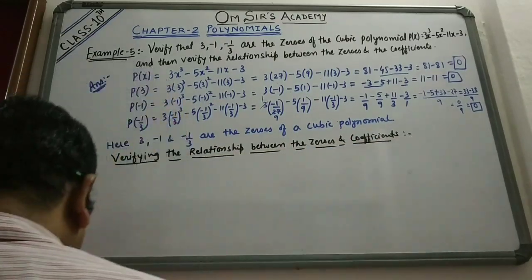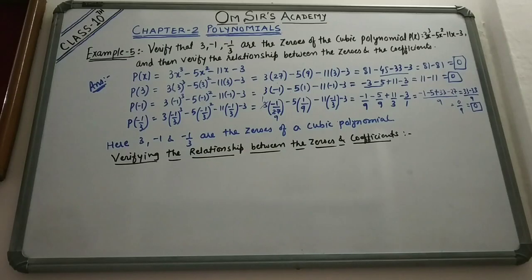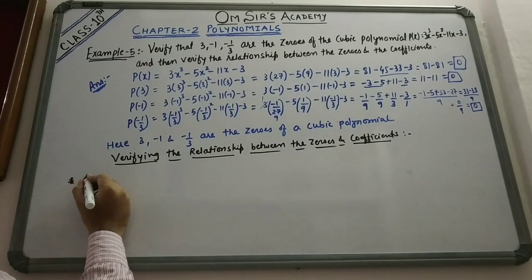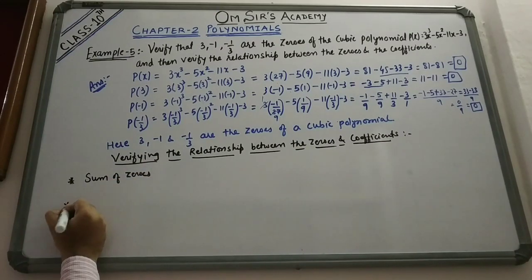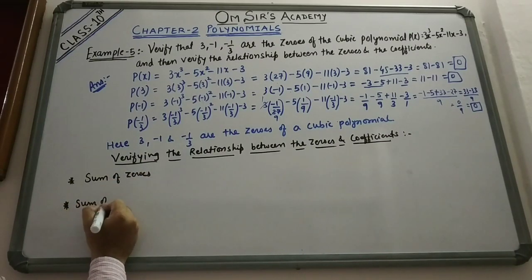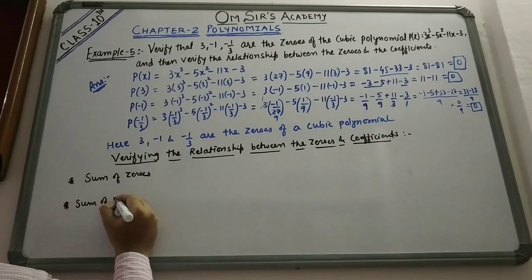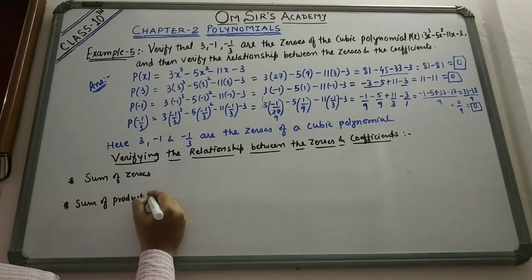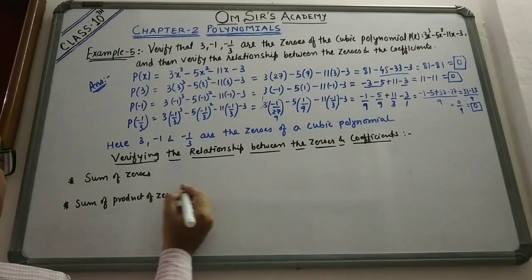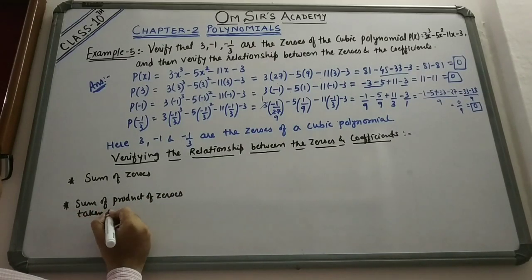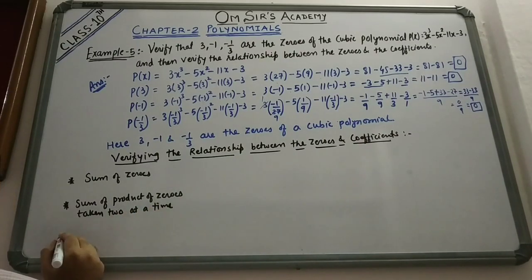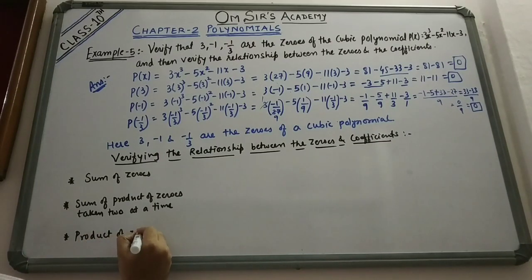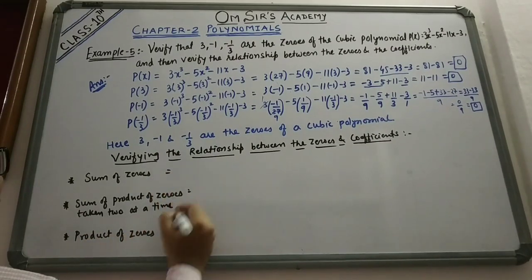Here you remember the formula, friends. First will be what? The sum of zeros. Okay. Second will be what? Sum of product of zeros taken two at a time. Okay, and the third will be what? The product of zeros. Okay, is it clear, friends?